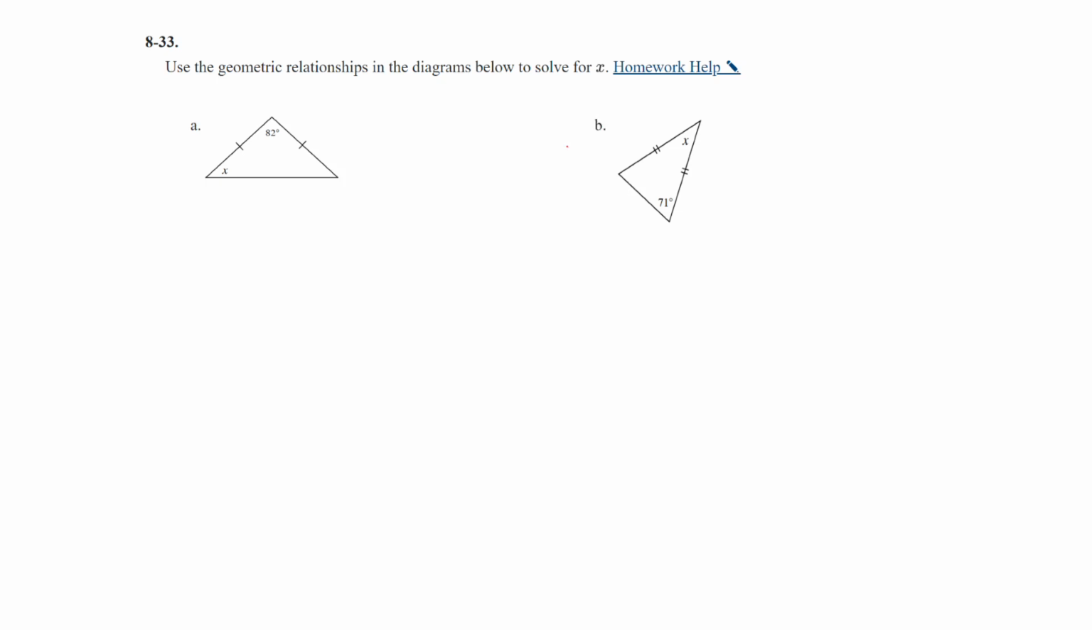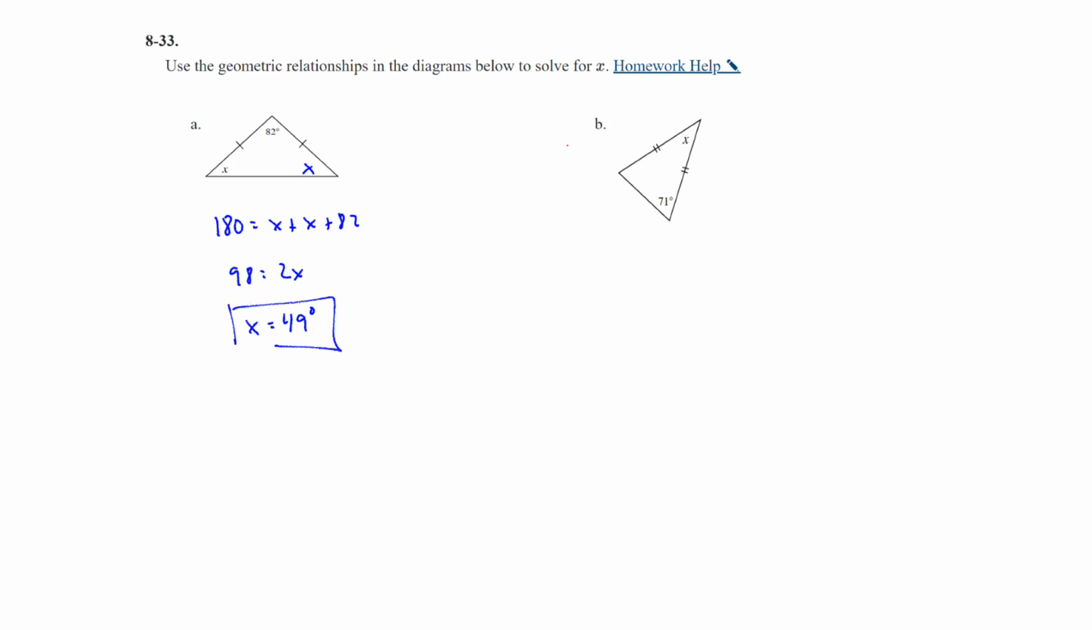We have 82 degrees. We also know it's an isosceles triangle. So we know that 180 is equal to x plus x plus 82. So we can subtract 82 to get 98. x plus x is 2x. Divide by 2, and x is equal to 49 degrees.